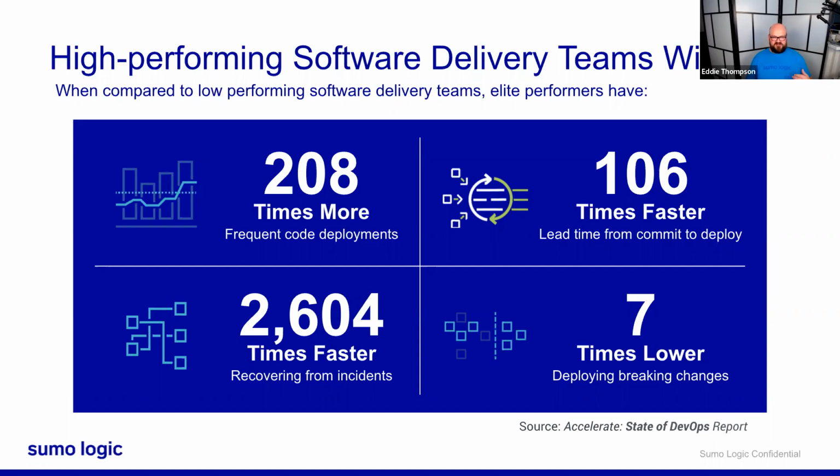They have a much faster lead time from their initial commit to when that code is actually deployed. They are orders of magnitude faster at recovering from incidents, and they deploy much fewer breaking changes to their code base. So this is derived from the State of DevOps report, but also from research from DORA.